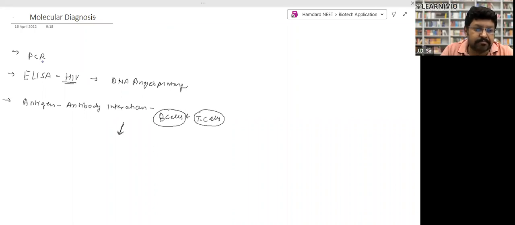So PCR and ELISA, you have to remember. These are techniques similar to DNA fingerprinting. The ELISA test is similar to DNA fingerprinting.